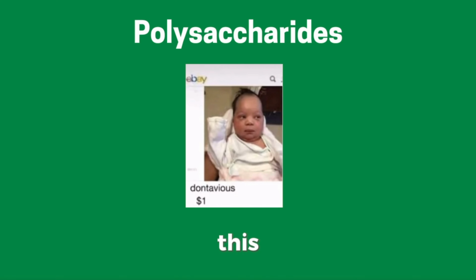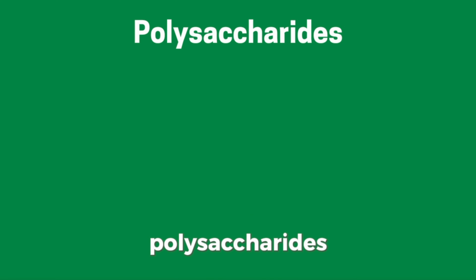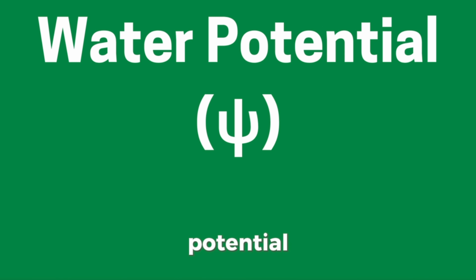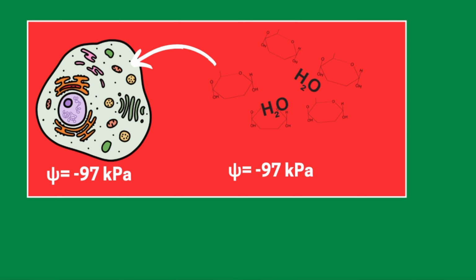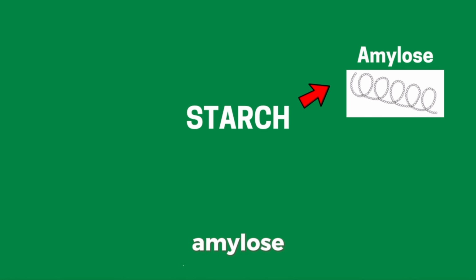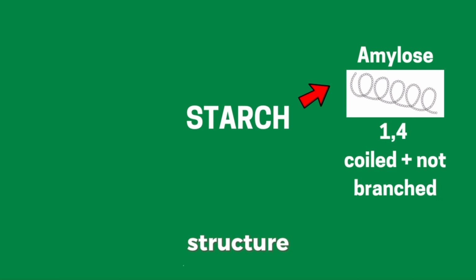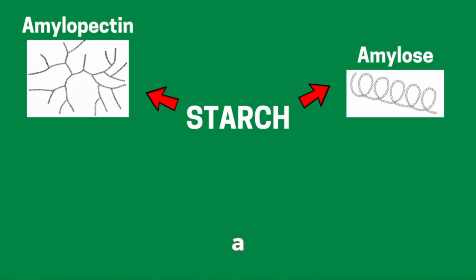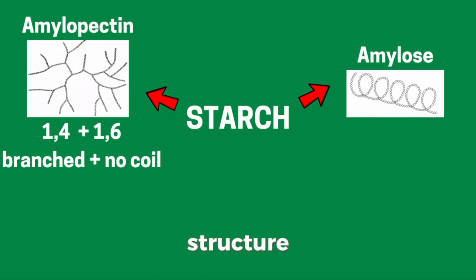Alright, bro. So this is part 3 of polysaccharides. In the last part, we covered water potential and its importance, its role. The first part we covered starch. So we went through amylose. Now, amylose is a coiled structure with 1 to 4 glycosidic bonds. And then we had amylopectin, which is a very branched structure that has 1 to 4 and 1 to 6 glycosidic bonds.